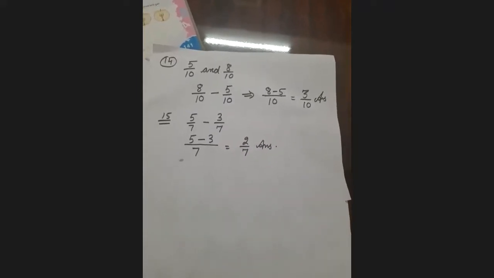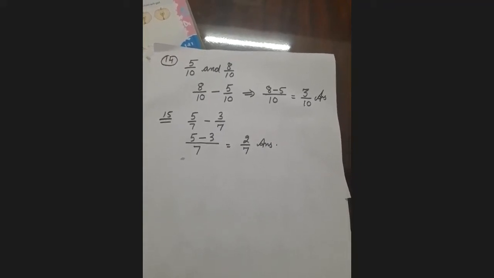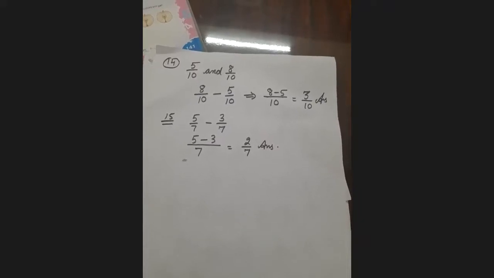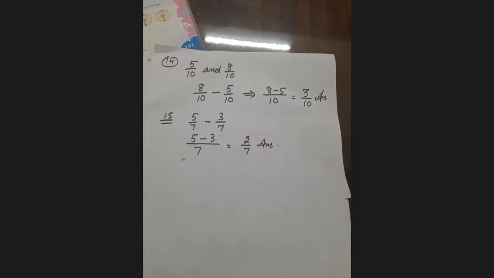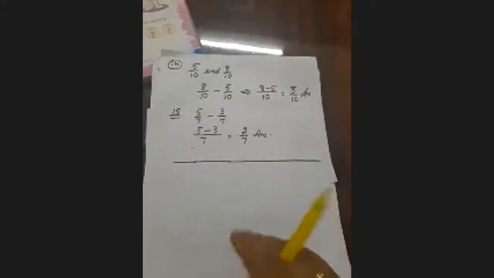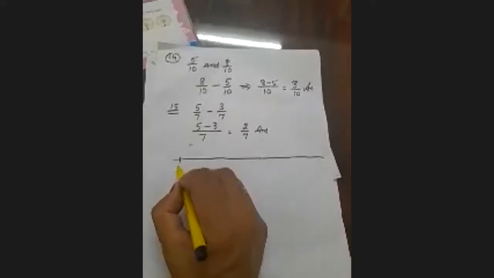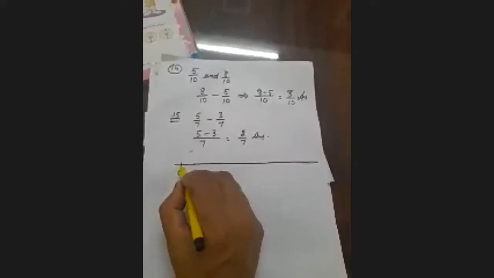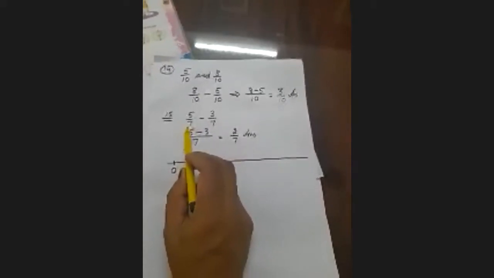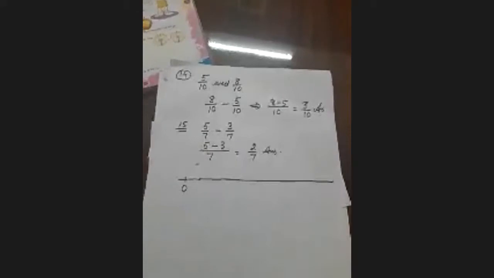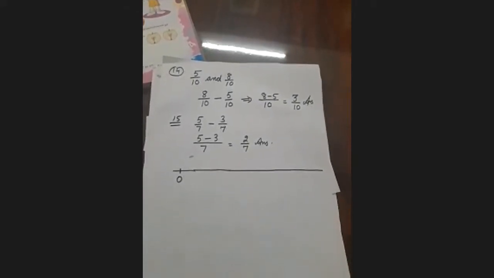First, we'll draw a line with the help of scale and pencil. To show these numbers on number line, you'll draw a line with the help of scale and pencil, like this. So right here, 0. This point represents 0. And here your denominator is 7. So divide your line in 7 equal parts because your denominator is 7.